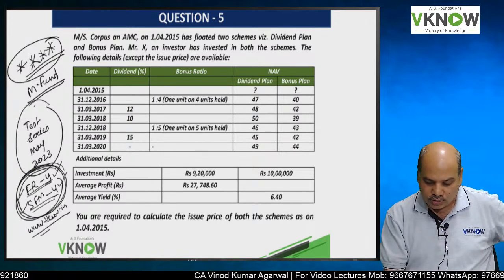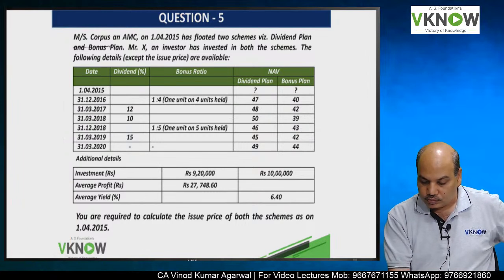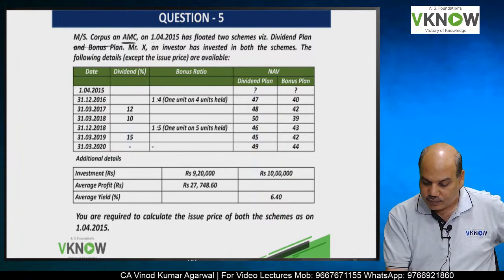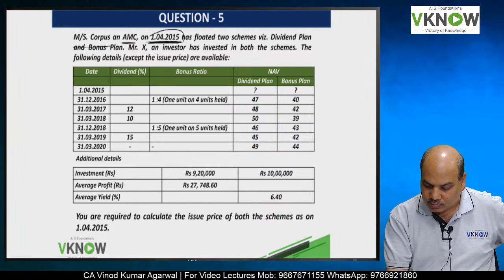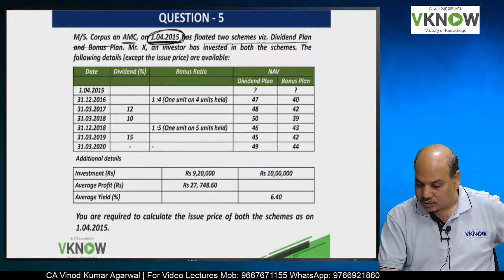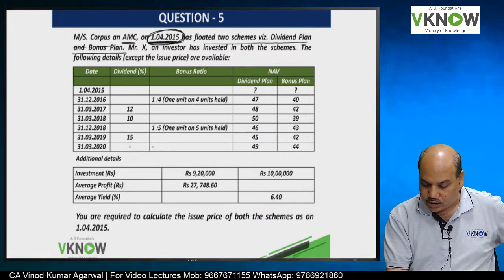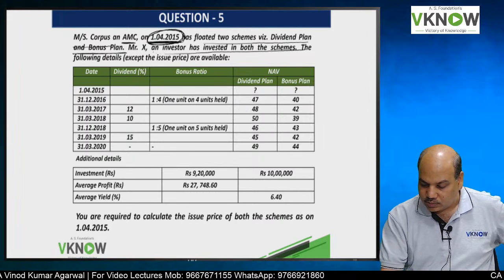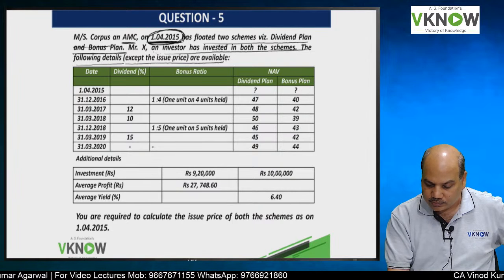Okay, so let us come to this question. Messrs Corpus AMC on 1/4/15, underline 1/4/15, this date is required for calculating number of years, has floated two schemes, dividend plan and bonus plan. Then Mr. X, an investor, has invested in both the schemes. Following details except the issue prices are available.